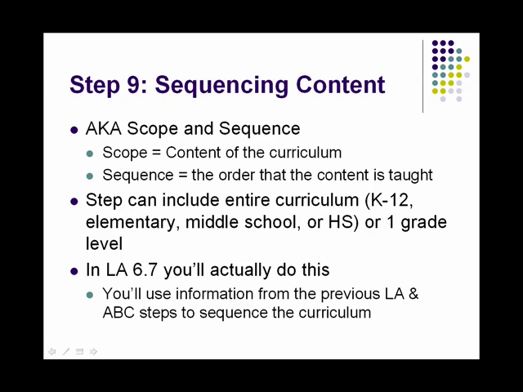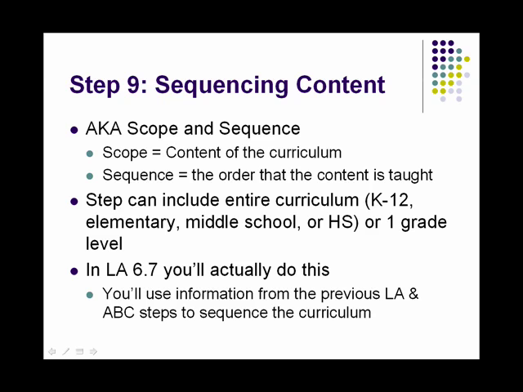This step can include the entire curriculum if you're doing a K through 12, or it can just be the elementary level, middle school, or high school, or it can just be one grade in that level. If you're doing a college program, it would be for your whole academic major. That would include both the general education courses and your major courses, electives, and any minors that you might work into it. So it depends on what you're looking at.